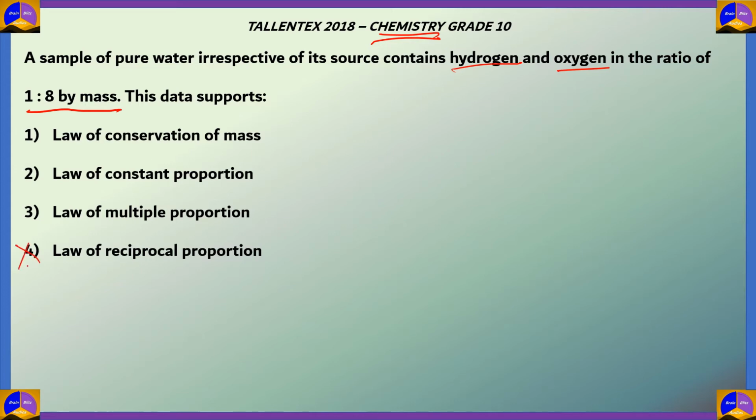So option 4 is incorrect because this is from the first chapter of chemistry and it does not have a law called the law of reciprocal proportion. And moving on, we have law of conservation of mass. So this says that the mass of reactants equals the mass of products. So if you were creating water, then the mass of the reactants, that means the mass of hydrogen plus the mass of oxygen, will give you the mass of water present. So that means option 1 is incorrect because that's not the case given here.